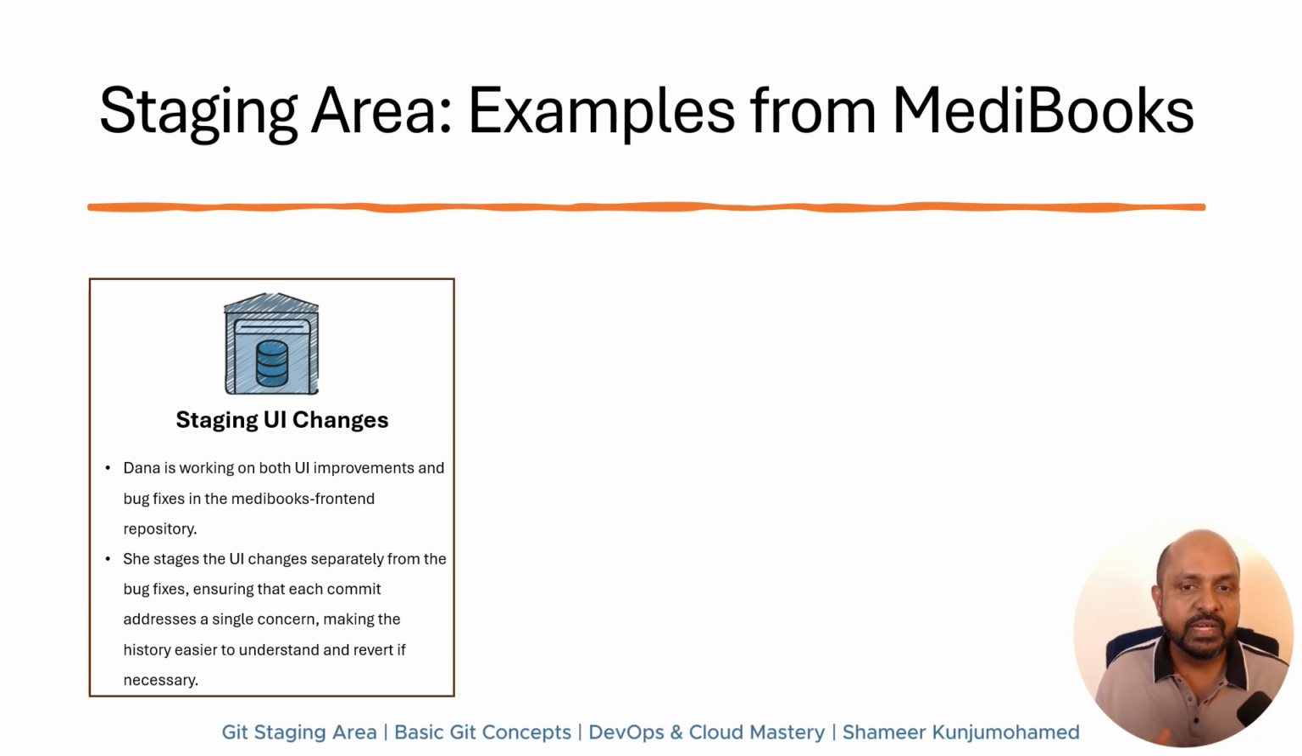Consider the example of Dana, who is tasked with enhancing the user interface while also addressing bug fixes in the Medibook's front-end repository. Dana chooses to stage the UI improvements separately from the bug fixes. By doing this, she ensures that each commit is focused and addresses only one concern at a time. This method makes the commit history cleaner and more understandable. Whenever there is a need to revert the UI changes without disturbing the bug fixes, this separation makes it possible without any complications.